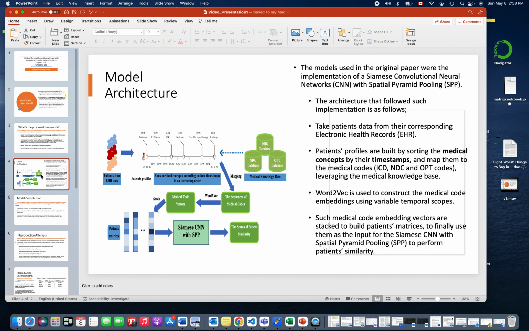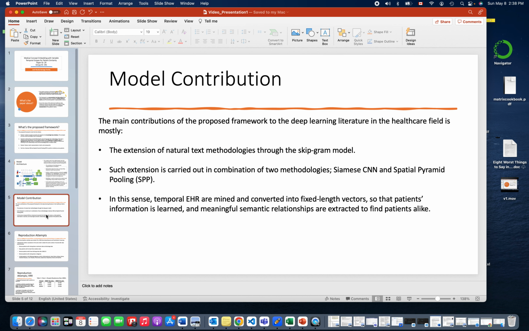What's the model architecture? Basically, patient profiles are built and sorted by their timestamps and mapped into the medical codes: ICD, NDC, CPT. Word2Vec is used to construct the medical code embeddings using variable temporal scopes. Such medical code embedding vectors are stacked to build patients' matrices and used as input for the SME, CNN, and SPP to perform patient similarity.